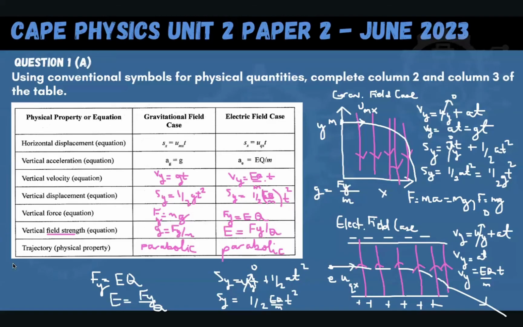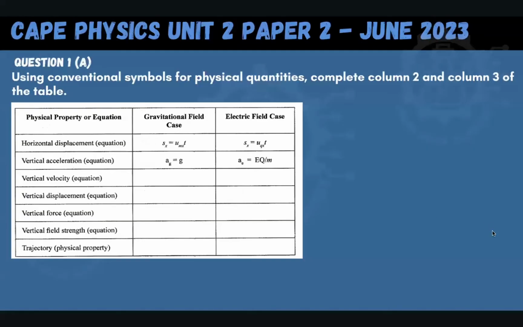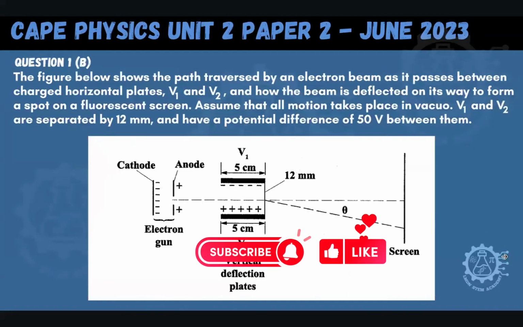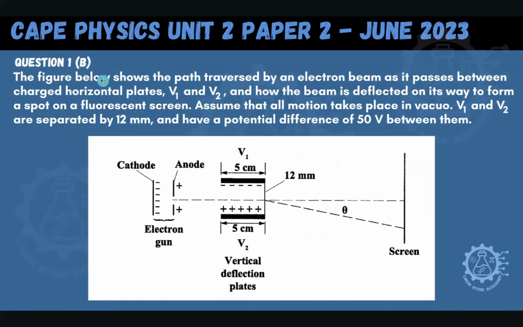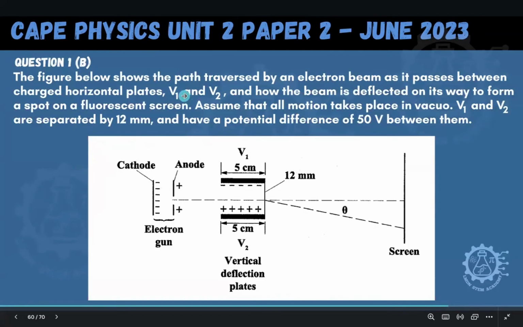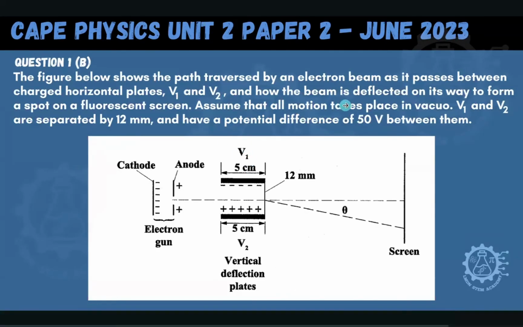All right, so moving along now. It says that for part B, the figure below shows the path traversed by an electron beam as it passes between charged horizontal plates V1 and V2, and how the beam is deflected on its way to form a spot on a fluorescent screen. Assume that all motion takes place in vacuum, and that V1 and V2 are separated by a distance of 12 millimeters and have a potential difference of 50 volts between them.